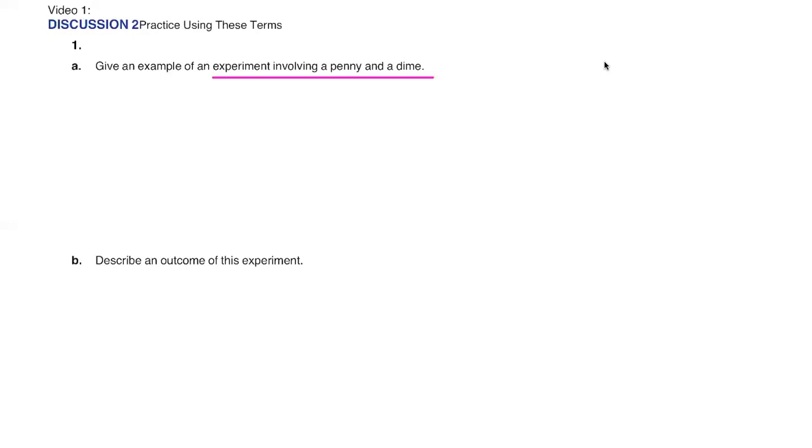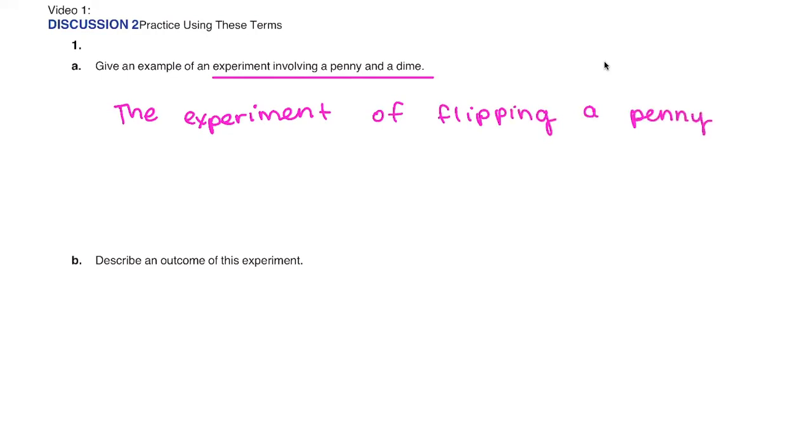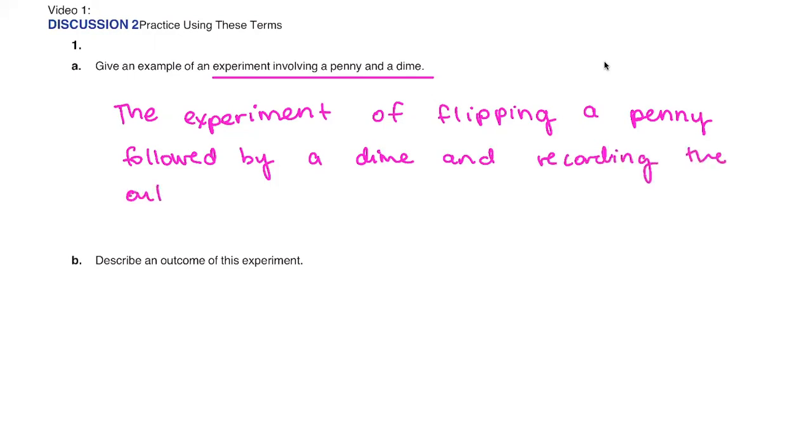And so the experiment we might have is the experiment of flipping or tossing in the air a penny followed by a dime and recording the outcomes of the faces of each coin.